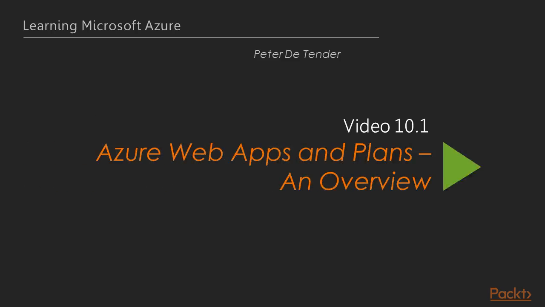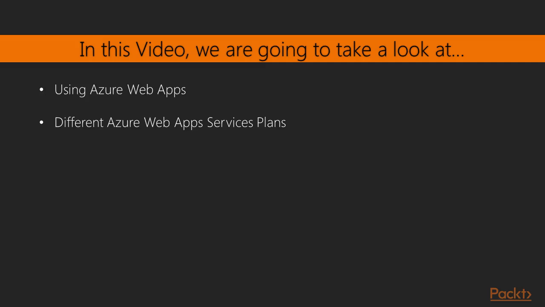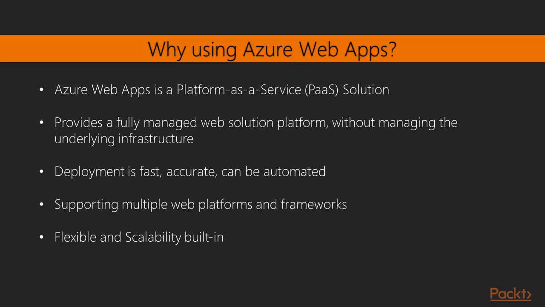Let me start with a quick overview of Azure Web Apps and Web App Plan Services. Now, first of all, why use Azure Web Apps? Azure Web Apps is a platform as a service or PaaS solution, which means that you're using the platform without actually taking care of the underlying infrastructure. It allows you to easily deploy web applications in a fully managed solution platform without touching the infrastructure itself. So you're not building virtual machines, you're not really building storage, network, and so on. You're just focusing on the web application itself.